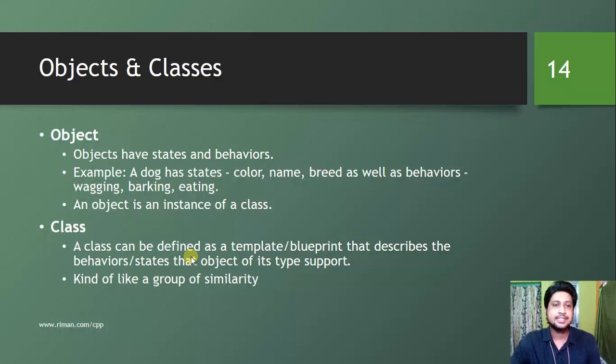Another example is a group of students. A student can be a class where name, phone number, and address will be the state of that particular class. And exams and marks calculation can be the behavior of a student.